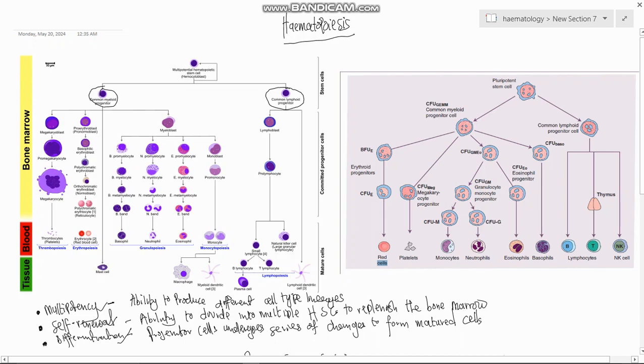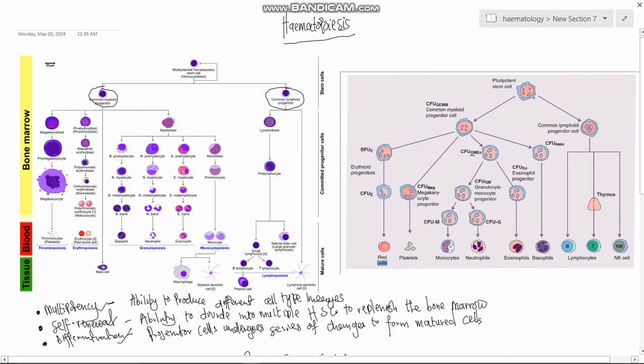Then we have the colony forming unit megakaryocyte progenitor. It also matures to form the platelets. And then we have the colony forming unit granulocyte macrophage eosinophils. So as we can tell here, we can form the granulocytes, then we can form the macrophages and the eosinophils, or monocytes.